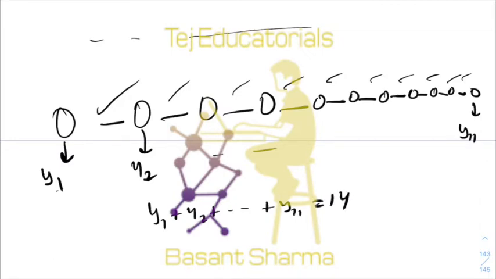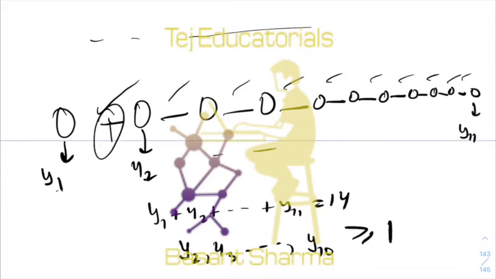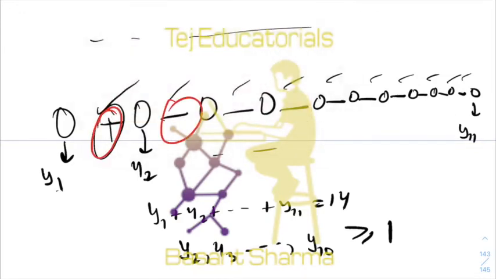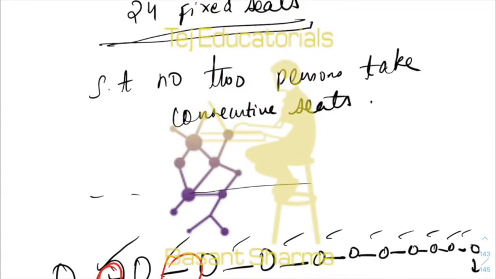Subject to the condition that y2, y3 so on till y10 must be greater than or equal to 1, right? That is the number of people between these two places. For example, the number of people between this place and this place, that is y2, should be at least 1. This is to satisfy the given constraint that two persons should not take consecutive seats.